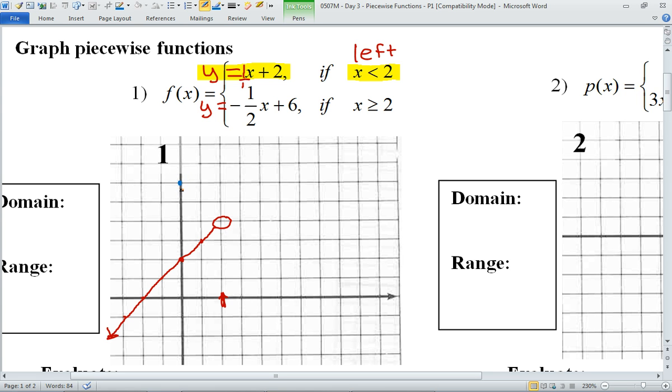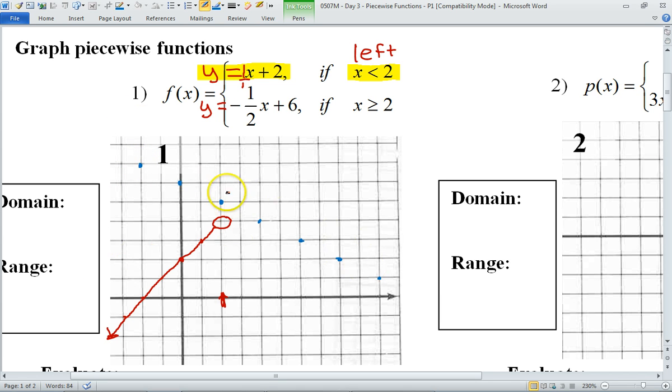Where shall I go from here? Down 1, right 2. Because it's negative, I'm going down. So down 1, right 2. Down 1, right 2, and keep repeating that pattern.